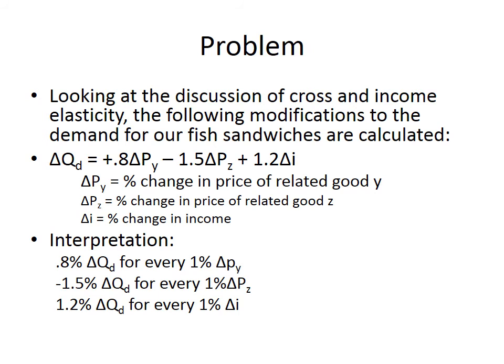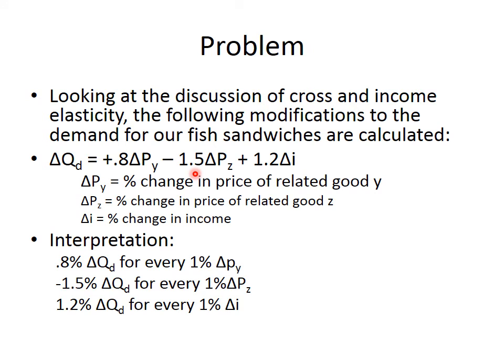Okay? Now, we have a few things that we've talked about in this lecture and in lecture 3 that are going to change the demand for a product. In this case, we'll continue our example of the fish sandwiches. Let us suppose that we calculate the various cross elasticities and income elasticities. And so let's suppose we come up with Y and Z, two related products to our fish sandwich. The one has a cross elasticity coefficient of plus 0.8. The other a cross elasticity coefficient of negative 1.5.